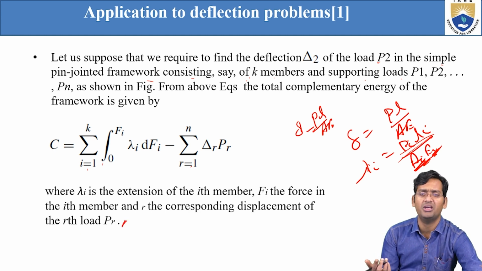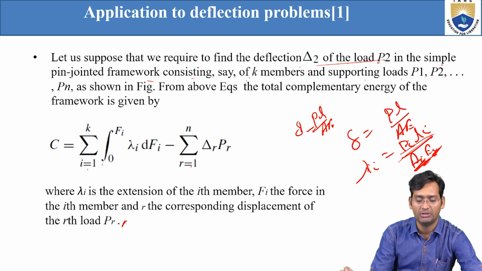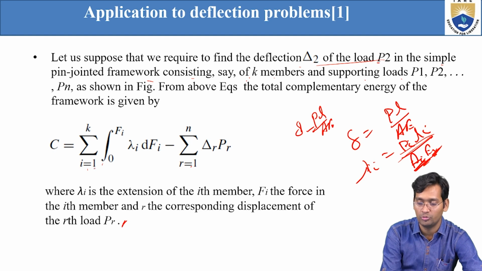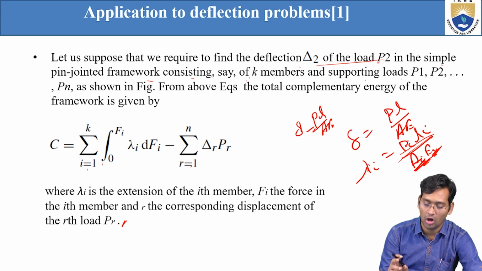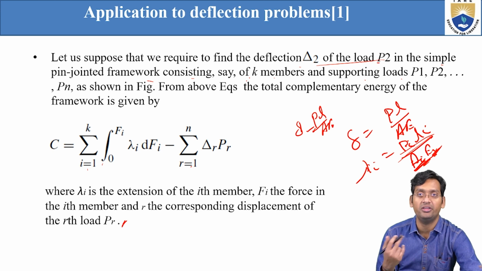Pr is the rth load, depending upon how many loads there are. Here how many loads are there? Two, P1 and P2. So K is the number of members, i equals 1 to K, and if 2 loads are there, then r equals 1 to 2. That depends on how many total members and loads are in that structure.